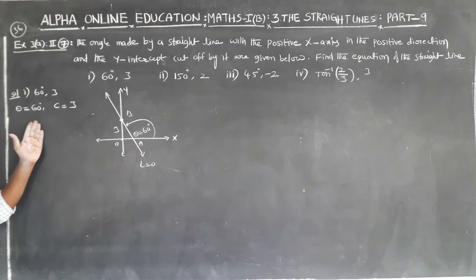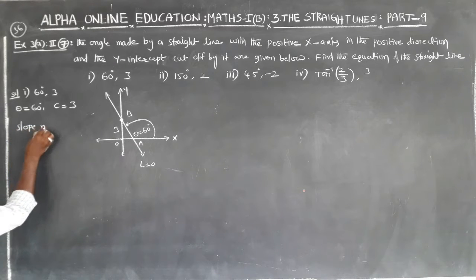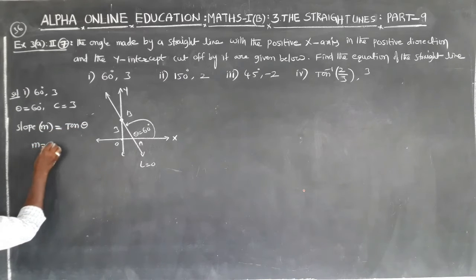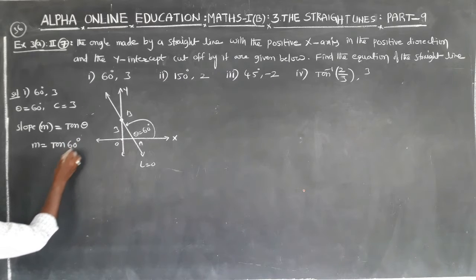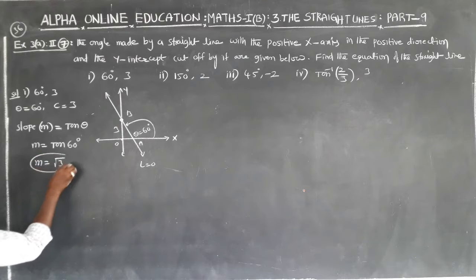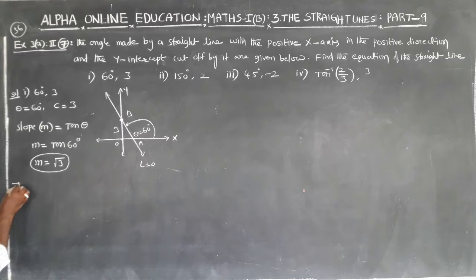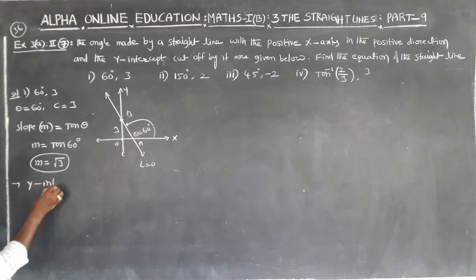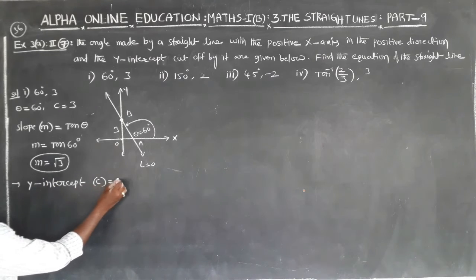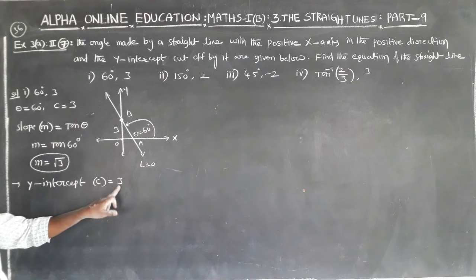Here first of all find the slope of the line. Here slope m is equal to tan theta. M is equal to tan theta means tan 60 degrees. Tan 60 degrees means root 3. Here slope of the line is equal to root 3 and the second one, y-intercept C is equal to 3. Given that y-intercept is equal to 3.